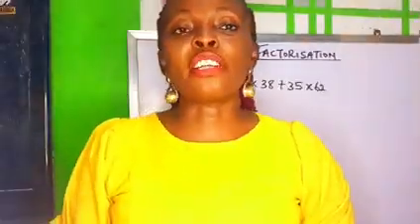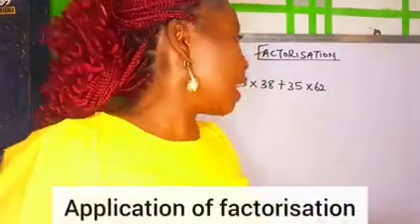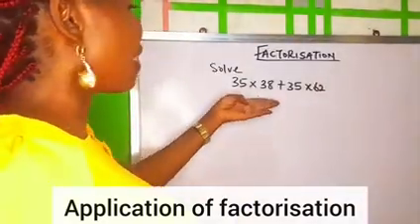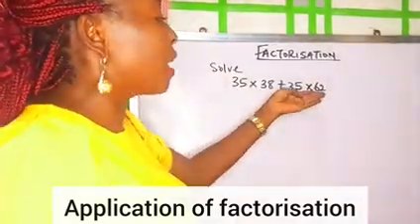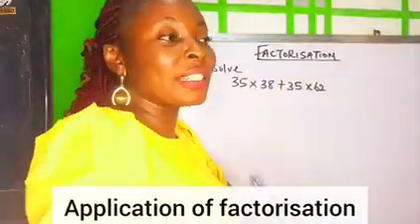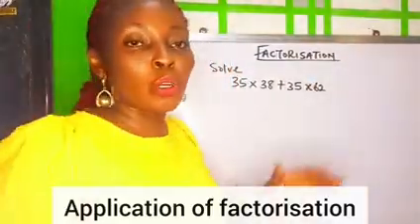This factorization method can also be used to solve some multiplication questions. For example, if you are asked to multiply this, you see that it's a large number, multiplying 35 times 38 plus 35 times 62. Now, if you want to multiply like this, it may take a very long process. So you can apply that method to solve this.